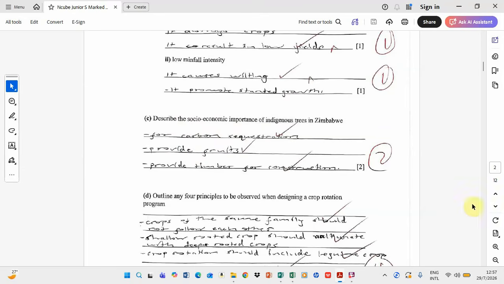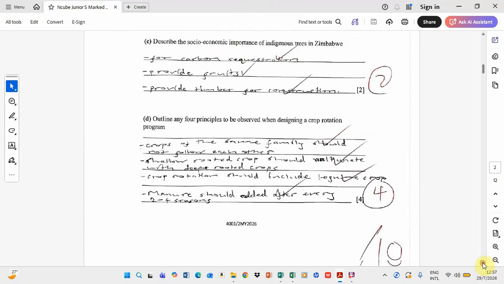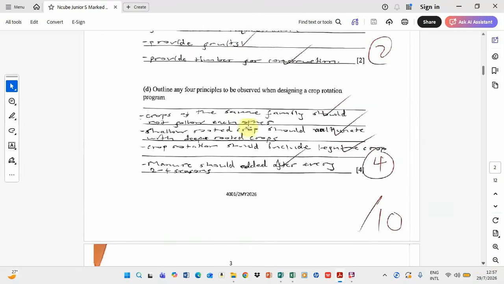And then they also provide fruits. And some of them, they also provide timber for construction. Some of them are also used for making furniture. So there are a lot of the socio-economic importances. So that was a simple question. And then we also have outline any 4 principles to be observed when designing a crop rotation program.